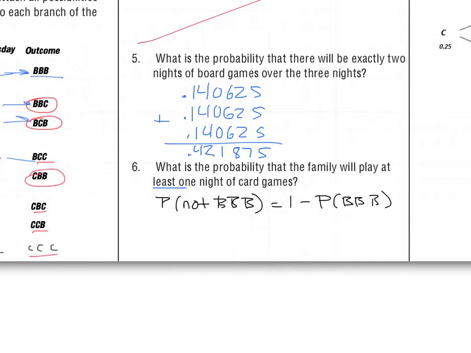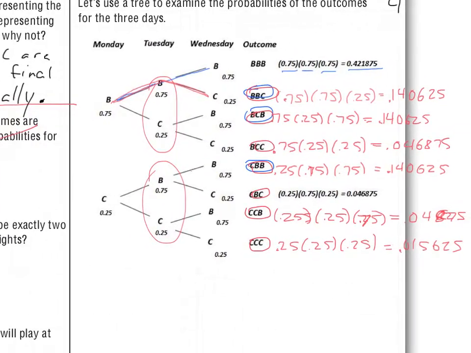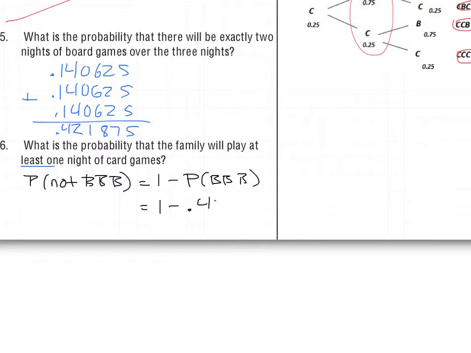So I can think about this as being equal to 1 minus 0.421875. And if I do that subtraction, we're going to get that the probability is 0.578125. So our probability, approximately 57%. So go ahead and flip on over.